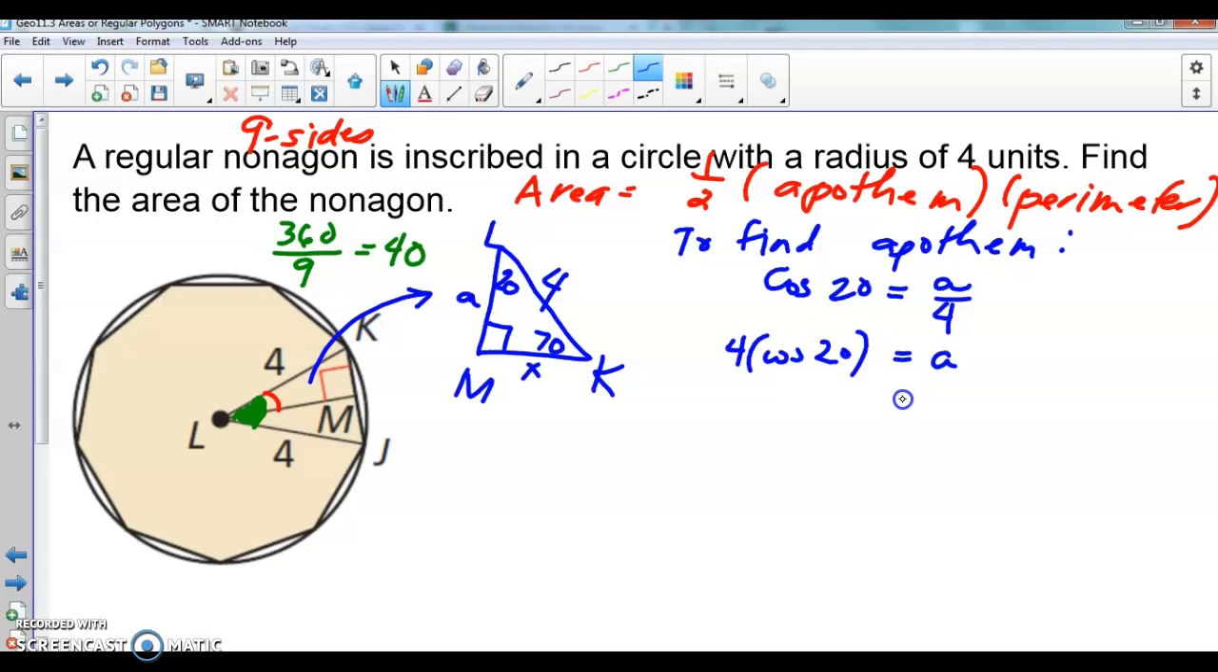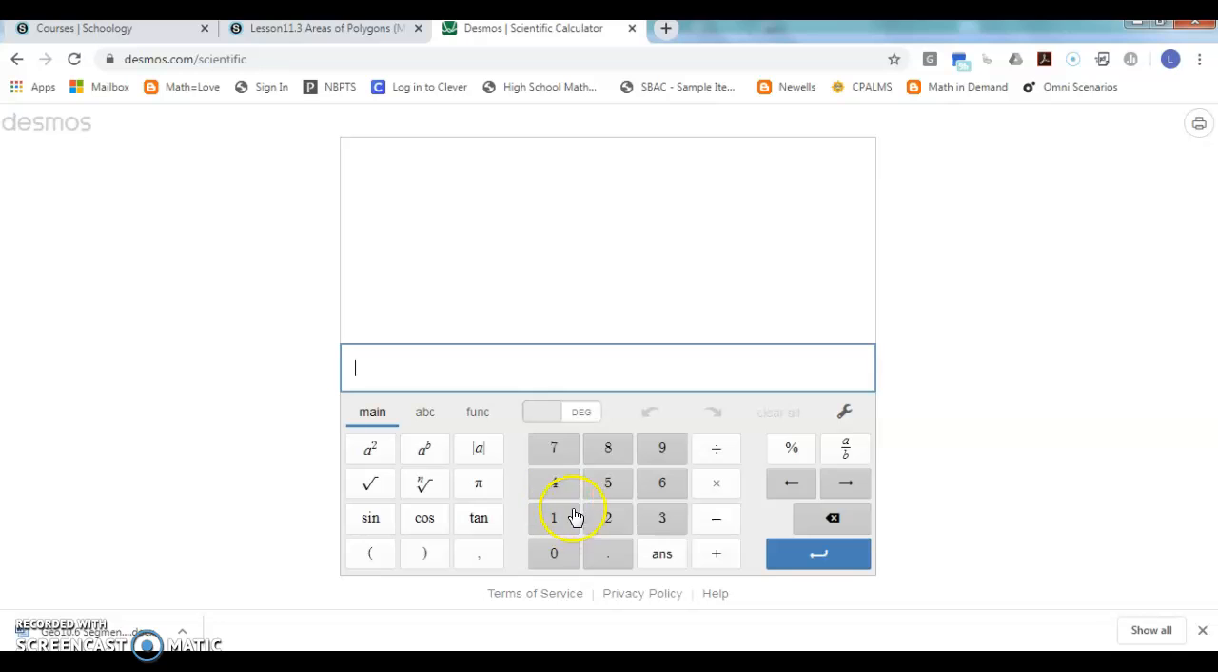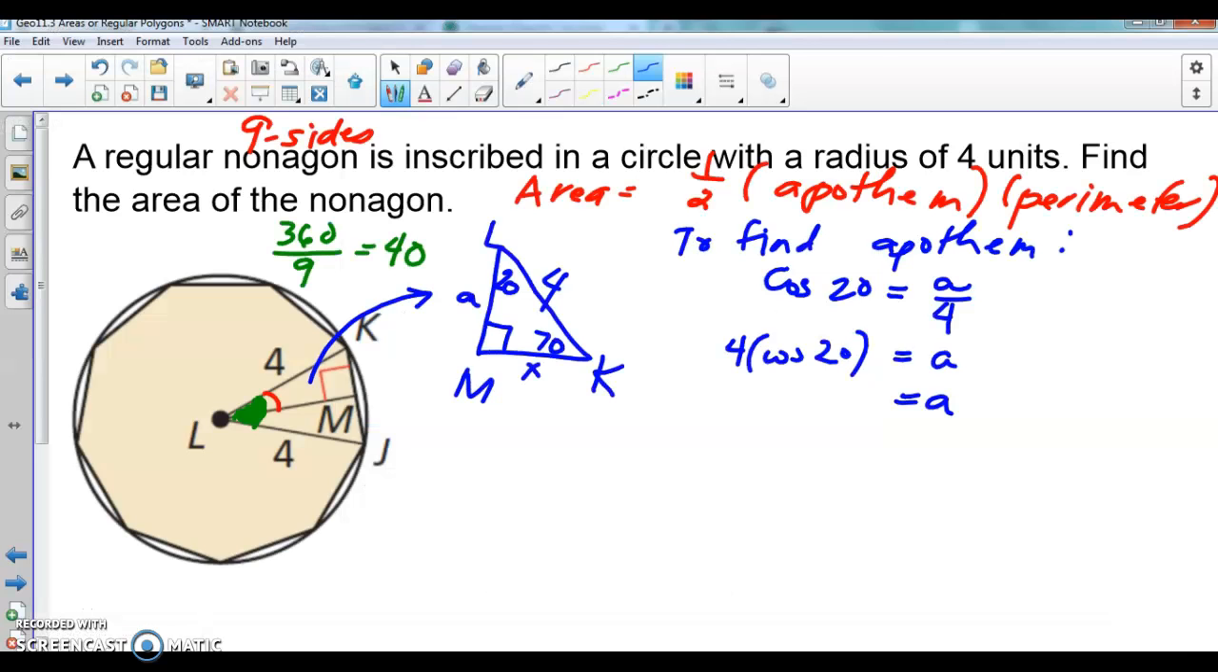Because you multiply both sides by 4. Okay, so let's do that in the calculator. 4 times cosine 20. Approximately it's 3.8 if you round that off to the nearest tenth. So A is approximately 3.8. Now we have the apothem.